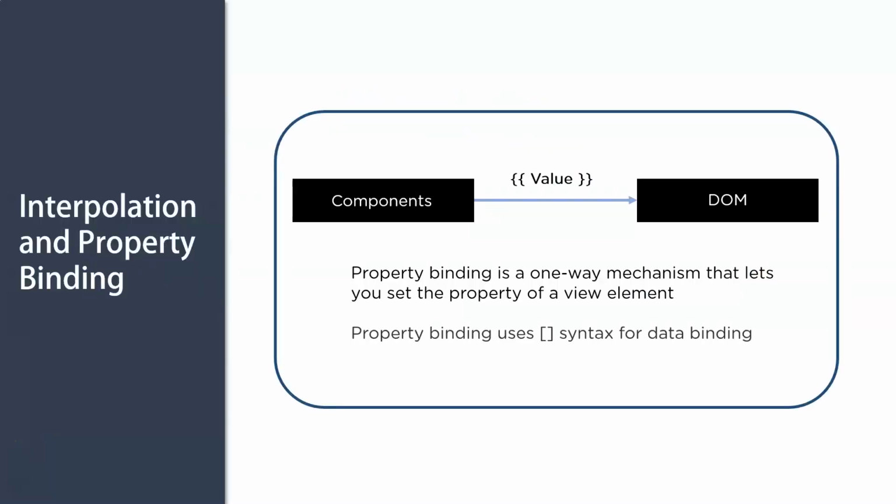So now moving on to property binding. Again, property binding is a one-way mechanism that lets you set the property of a view element. It involves updating the value of a property in the component and binding it to an element in the view template. And property binding uses the square braces syntax for data binding. So now let's have a look at the simple demo.